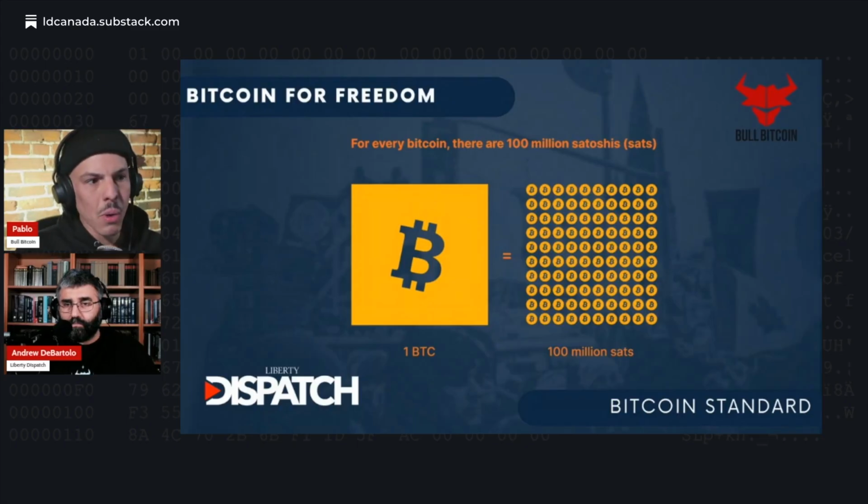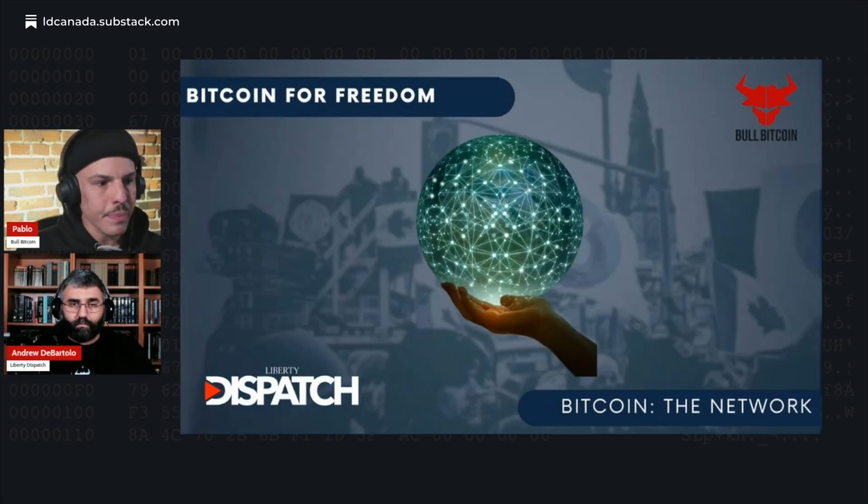In fact, for every one Bitcoin, there are 100 million Satoshis. It's divisible, remember? It's a digital asset, so we can divide it down into 100 million parts. And each one of those parts is called a Satoshi. So you can buy Satoshis instead of having to buy a whole Bitcoin. That was the asset. Good job.